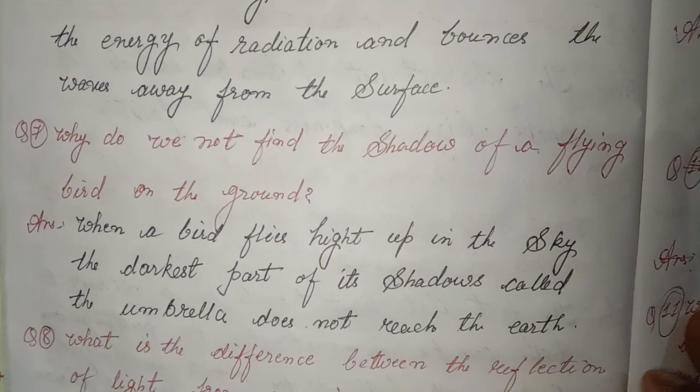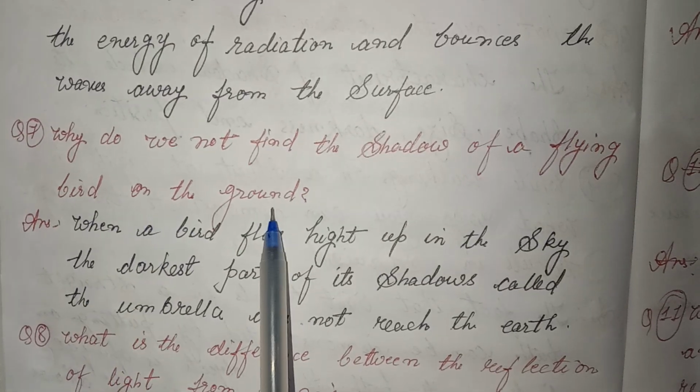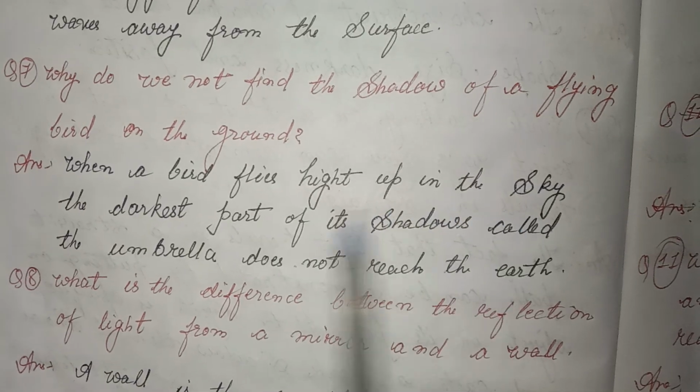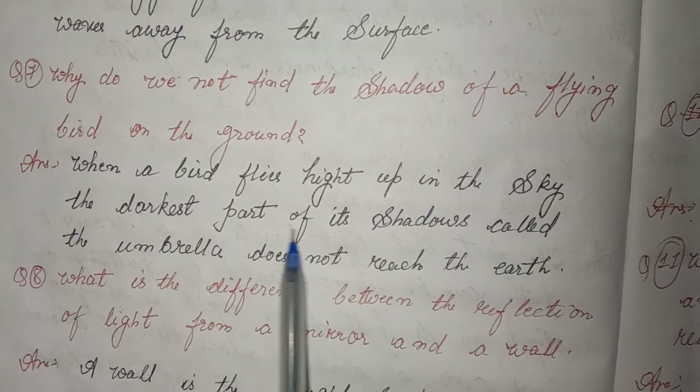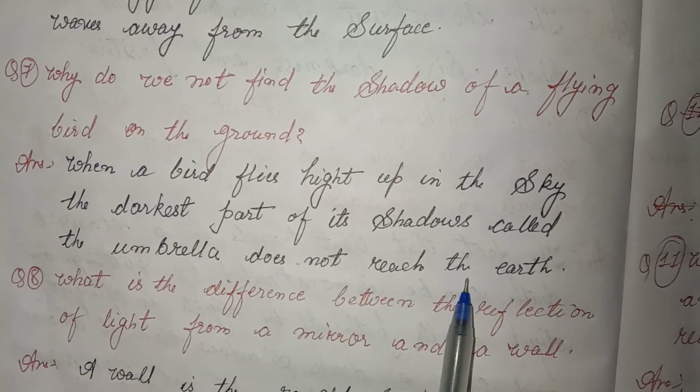Seventh, why do we not find the shadow of a flying bird on the ground? Answer, when a bird flies high up in the sky, the darkest part of its shadow, called the umbra, does not reach the earth.